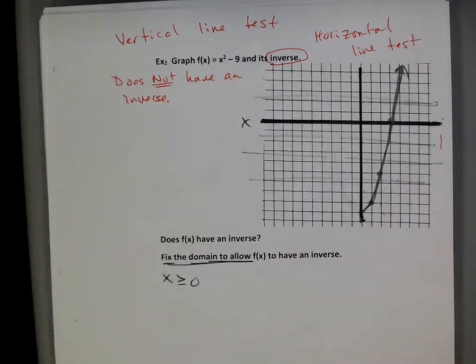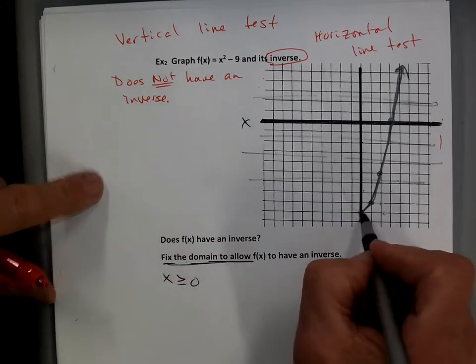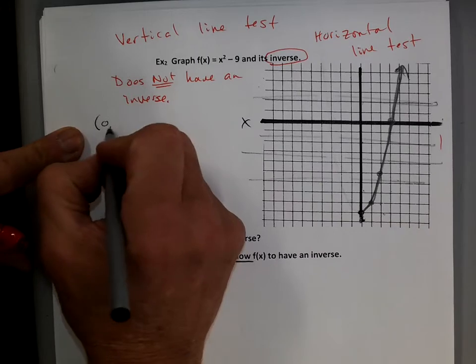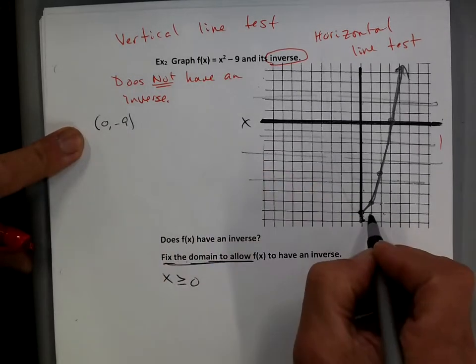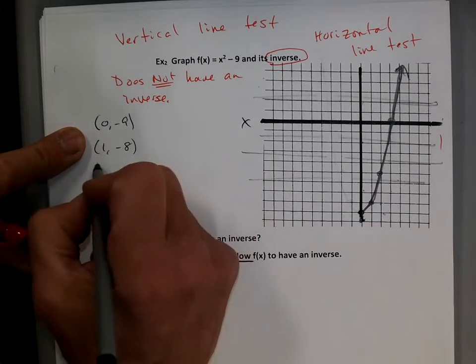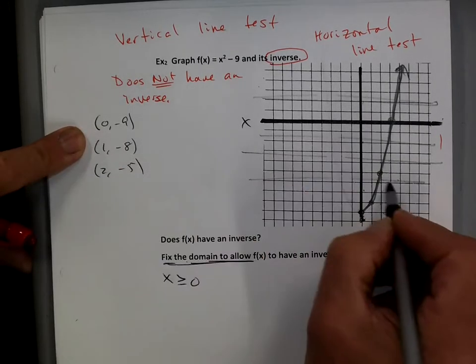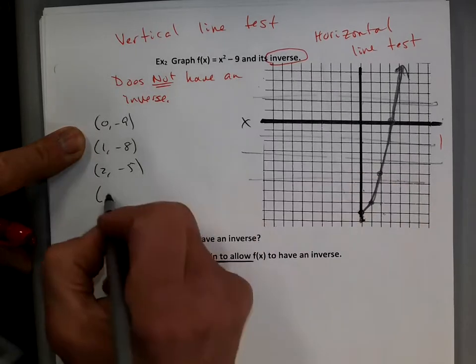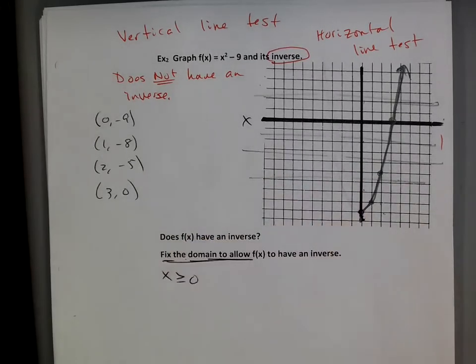So let's figure out what the inverse is. Let's do it point by point. This point is at (0, -9). This point's at (1, -8). This point's at (2, -5). This point's at (3, 0), and that's probably all we need.